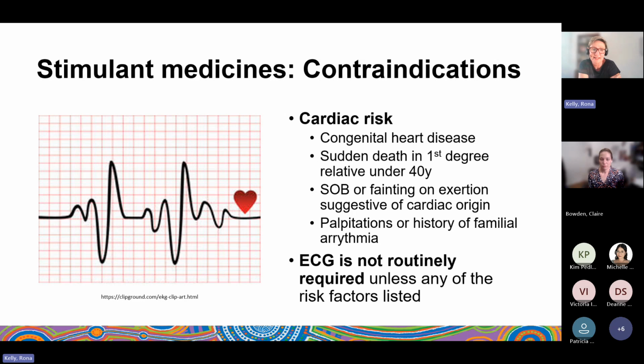If they have palpitations, and particularly if there's a family history of arrhythmia and thinking about the genetic causes and things like long QT. So if there are any of those, we will always ask for an ECG plus or minus a cardiology review if we are concerned.